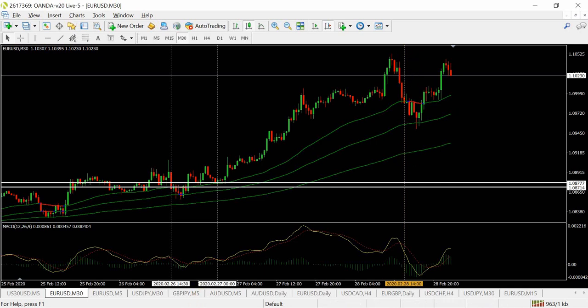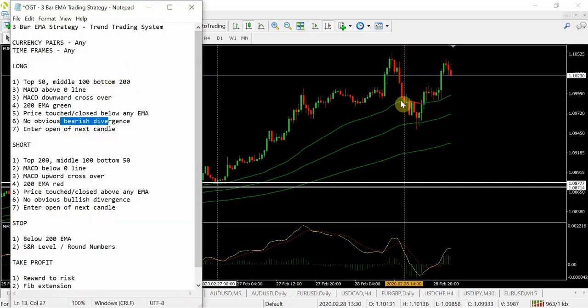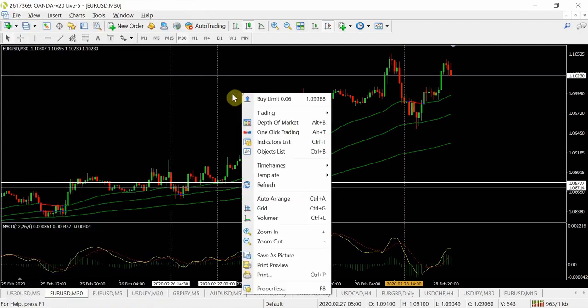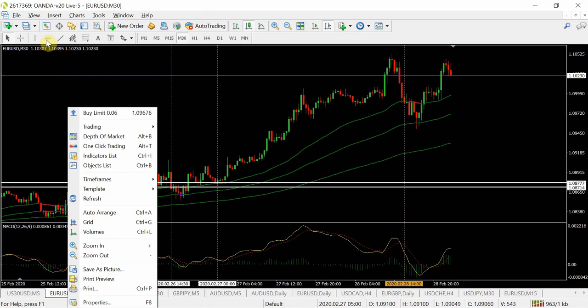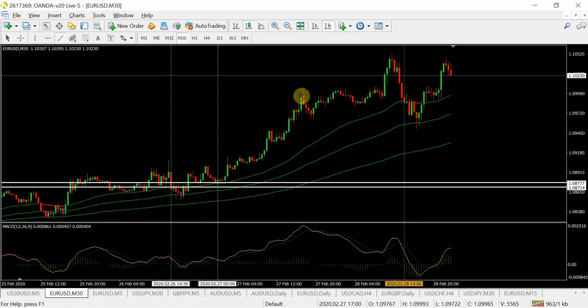So if we go back to the rules, the EMAs are all in the right order, MACD clearly above the zero line. There's a downward cross, as you can see here. Price has touched or closed below the EMAs, and then no obvious bearish divergence. Again, I'd strongly recommend you check out the video, but I will show you that price is making higher highs, from this peak to this peak.